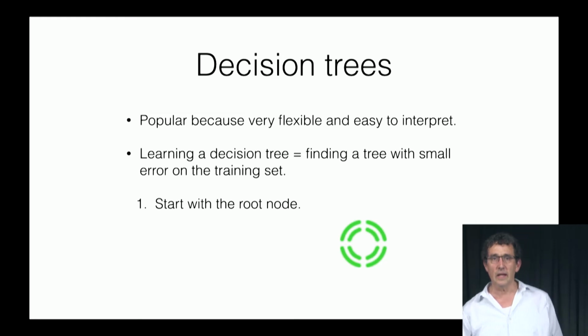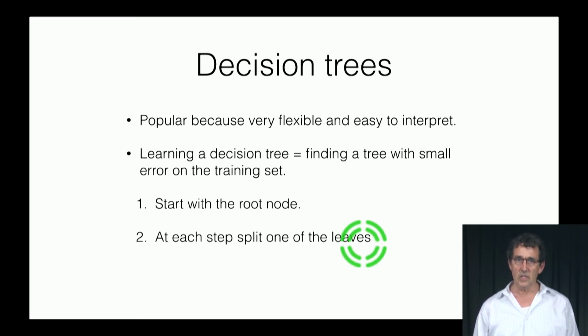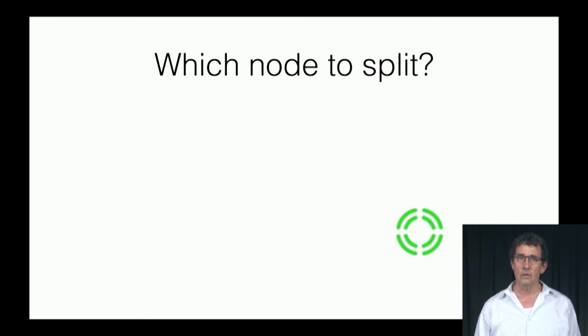So how is this done? It's done in a greedy way. You start at the root node, you choose some splitter to put in the root node, and then at each step, you split one of the leaves according to one of the features. And you repeat this until you get to a termination criterion. So which node should we split?